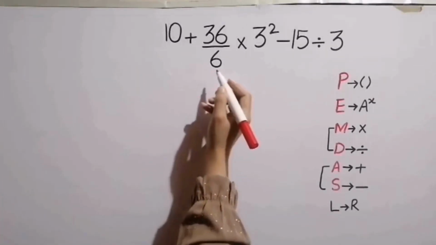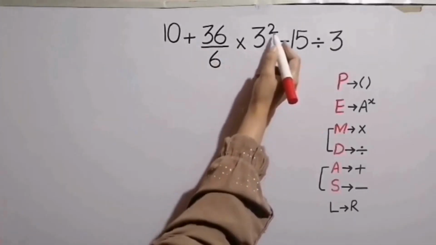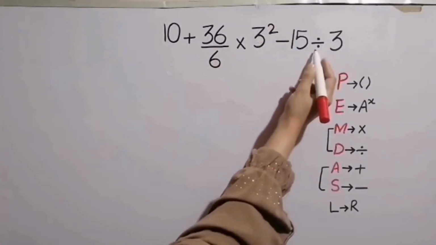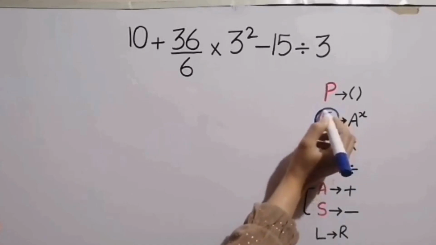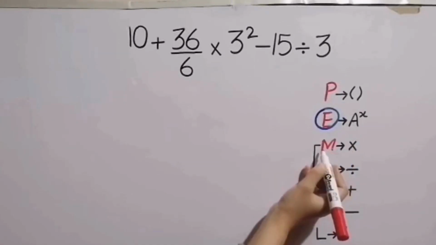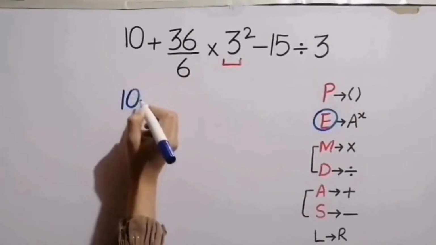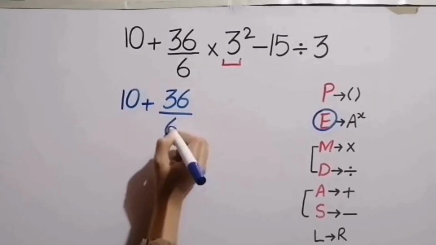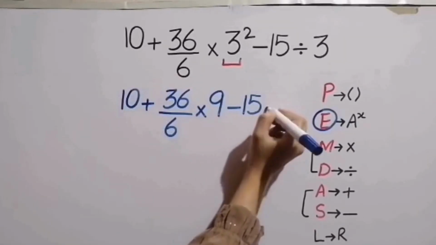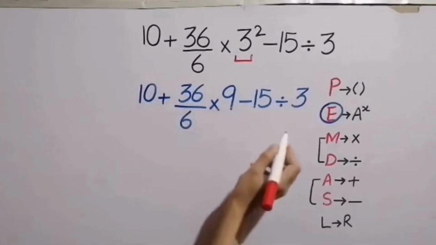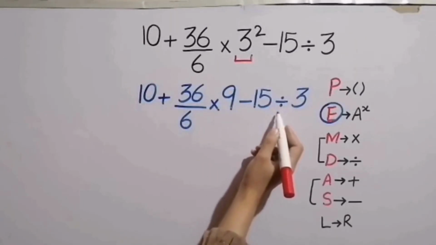As you can see on the screen and in this expression, first we have addition, division, then multiplication, and an exponent is followed by subtraction and finally division. According to PEMDAS rule, first we perform an exponent because exponent has higher priority than all other operations. We simplify this expression as 10 plus 36 over 6. Then multiply 3 times 3 equals to 9. And then minus 15 divided by 3. In the next step, we have addition, division, then multiplication is followed by subtraction and finally a division.